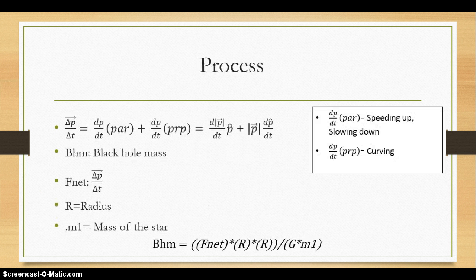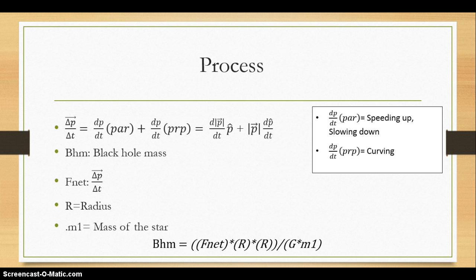For the process of making this video, we need to understand that the components of delta p over delta t are dp/dt parallel and dp/dt perpendicular. This is equal to the magnitude of the delta p times the p hat plus the magnitude of p times the delta p hat. So the parallel component describes how the star speeds up or slows down, and the perpendicular component describes how the star curves and how the trajectory changes.